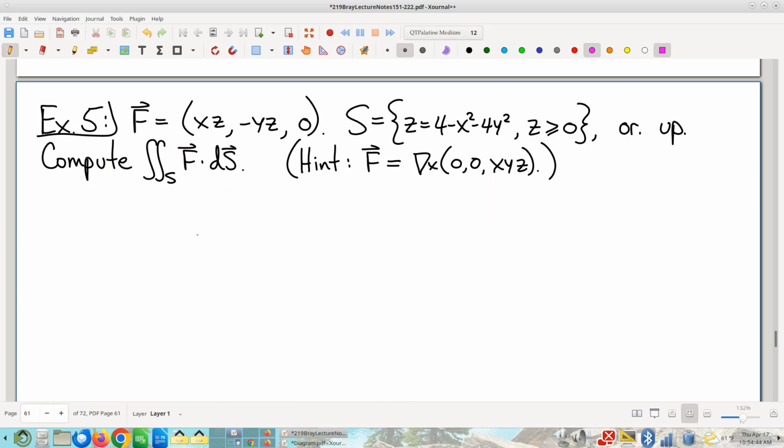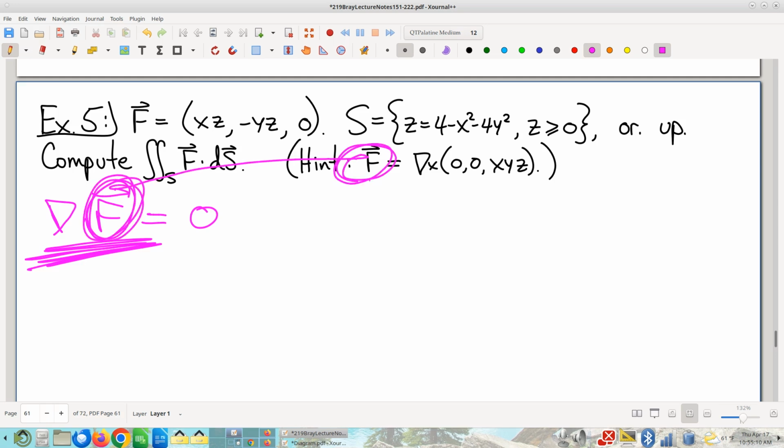So, we compute the divergence. And let's see, x partial, y partial, z partial, we get 0. So, nice. By the way, we didn't even have to compute the divergence. The divergence was obvious because it says right here that F is a curl. The divergence of a curl is always 0. And so that's kind of a nice little freebie.